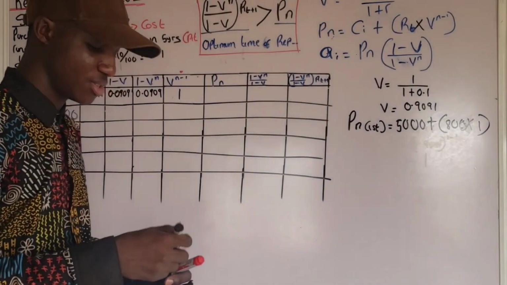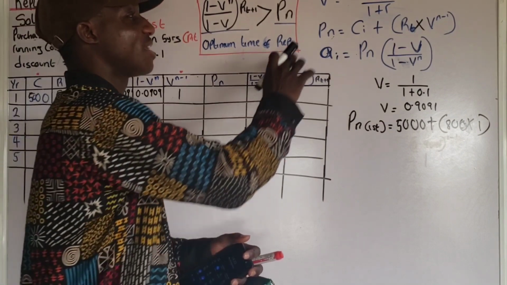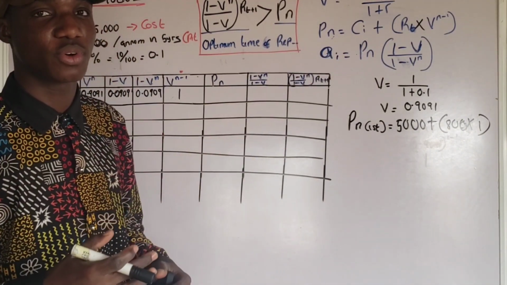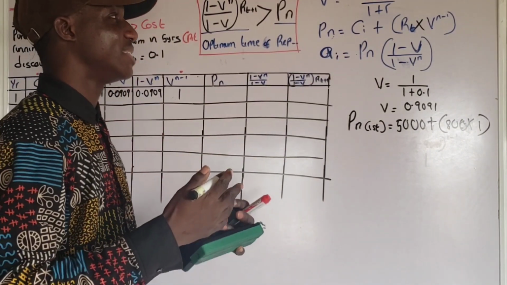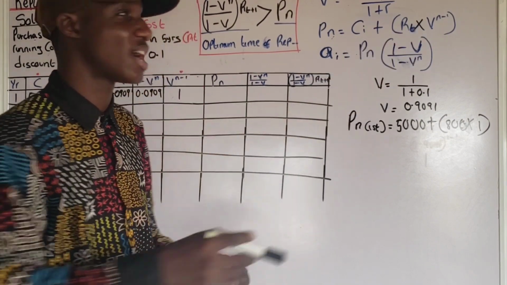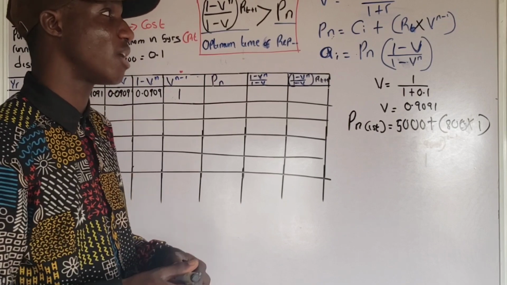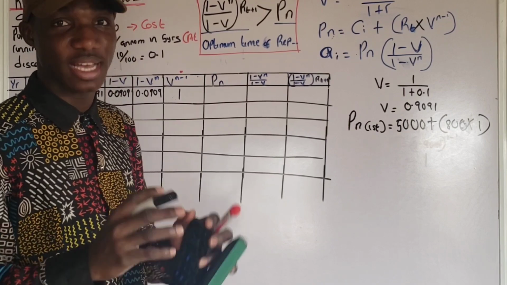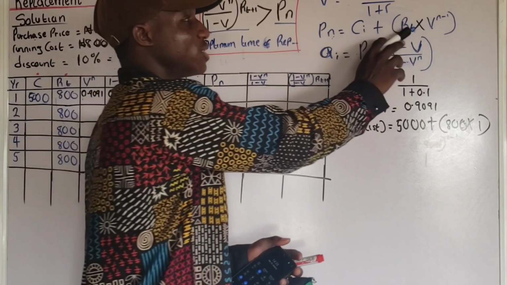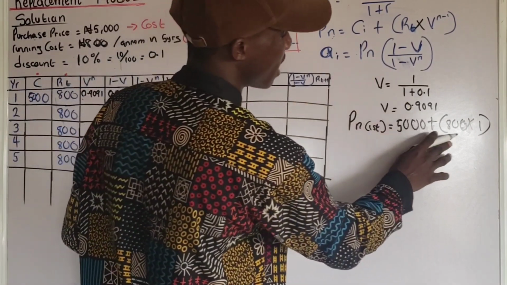Please, don't get confused, okay? When I gave you the formula for the present value for the total cost, the Pn, I mistakenly put an additional sign between the maintenance cost and v raised to the power of n minus 1. That's a mistake, okay? The sign between these two should be multiplication. So that is why I have 800 multiplied by 1.